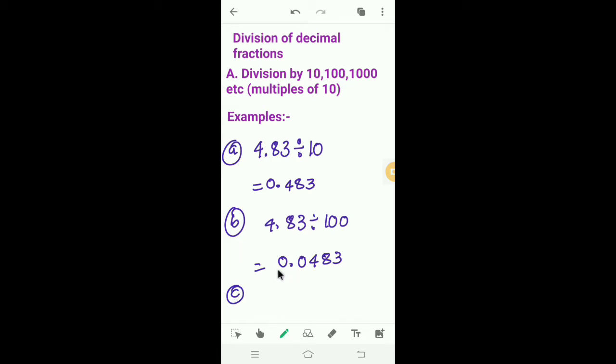Let's see third example. 4.83 divided by 1000. Here divisor is 1000. Here how many zeros are there? 3 zeros. So we have to move the decimal point in the dividend 3 places to the left. So 0.00483.